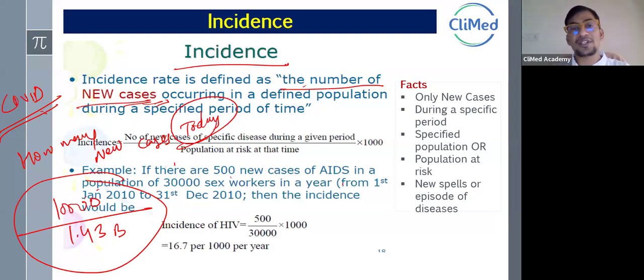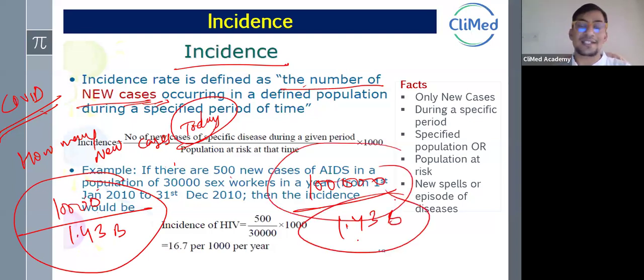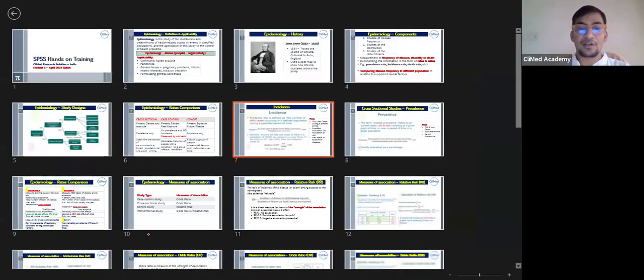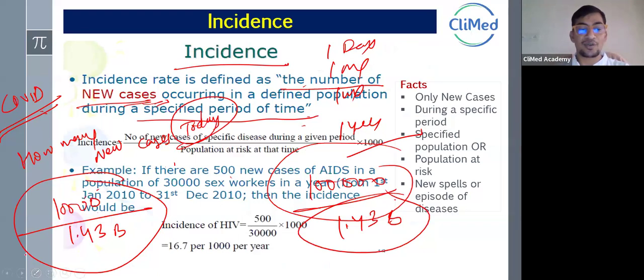And if I ask, in this month, how many new cases were there? Suppose 1 lakh new cases were there this month out of the population. So these are incidences. Incidence means the number of new cases, not the old cases, in a defined population in a specified period of time. The specified period could be 1 day, 1 week, 1 month or 1 year. So within a certain period of time, the number of new cases is known as the incidence.